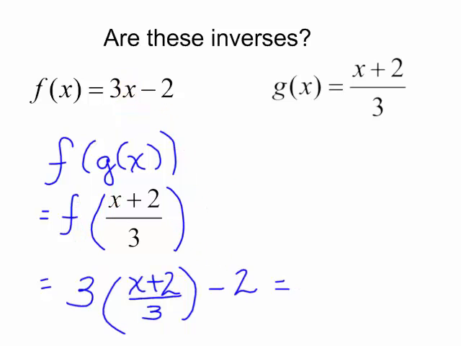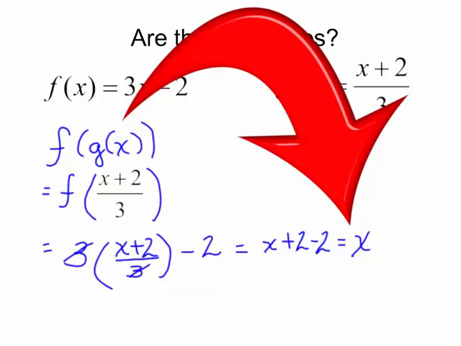Let's do a little arithmetic. The 3's will cancel. I will have x plus 2 minus 2, which is just x. So f of g of x is equal to x.